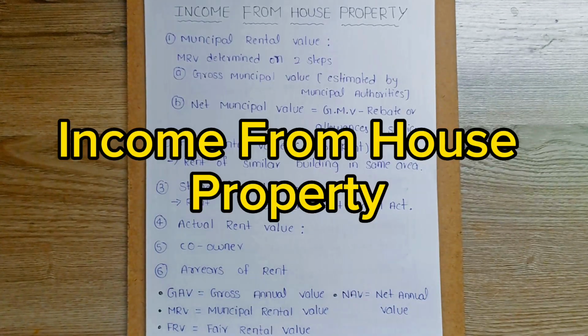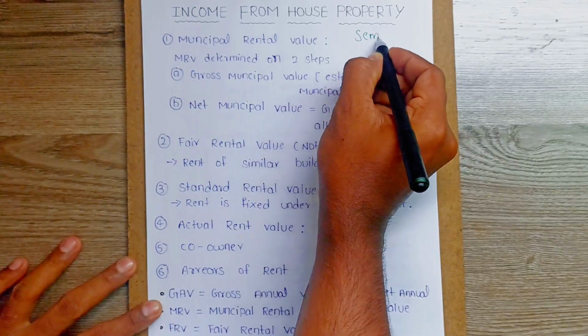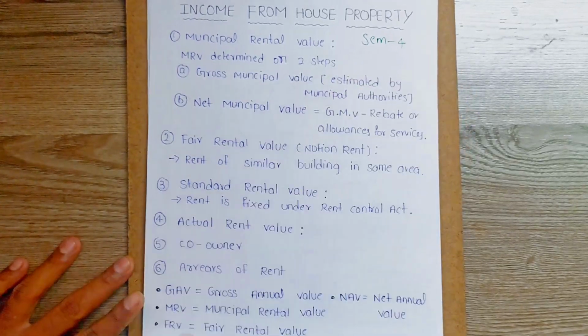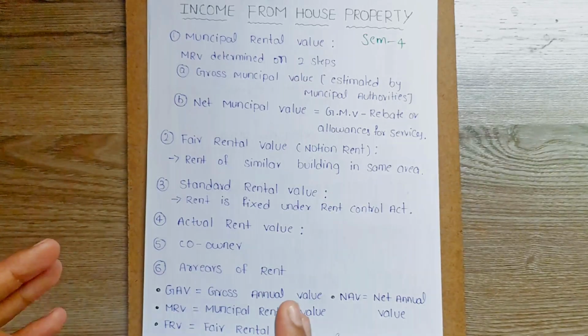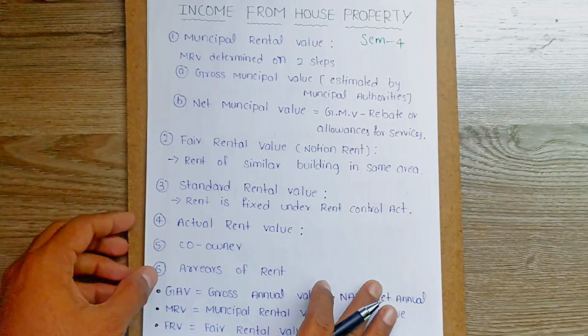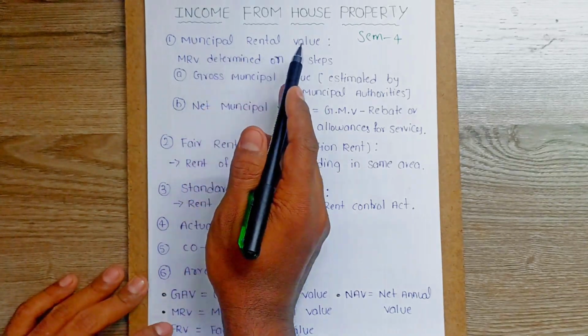We are discussing income from house property for this semester for students. This is a problematic sum. So before moving to the problem, we need to first learn a few terms. Then only we can do the sum. So let's start.